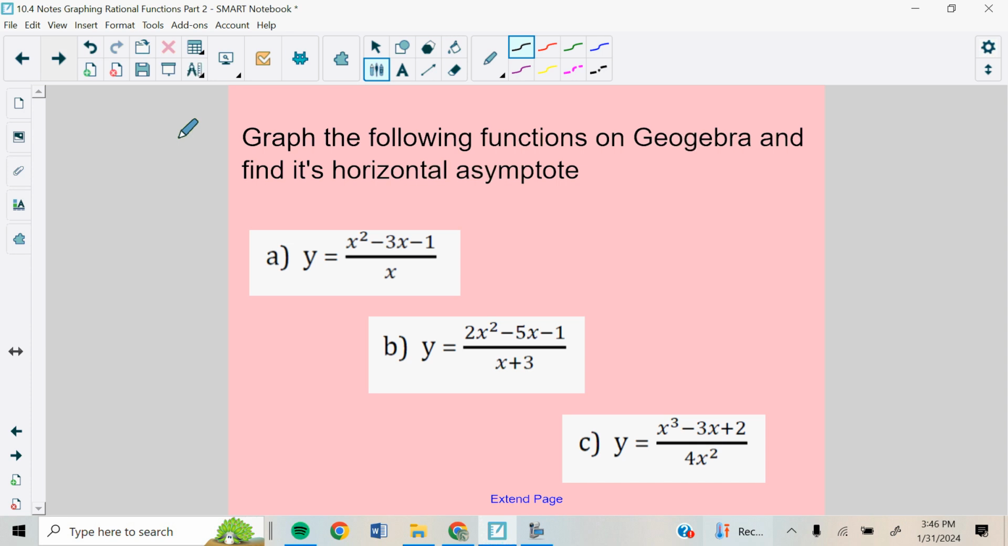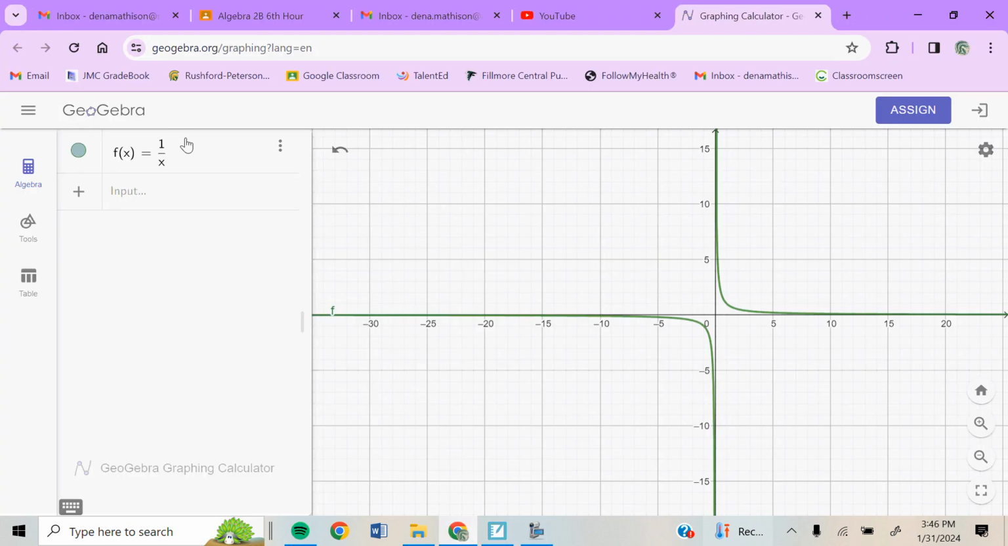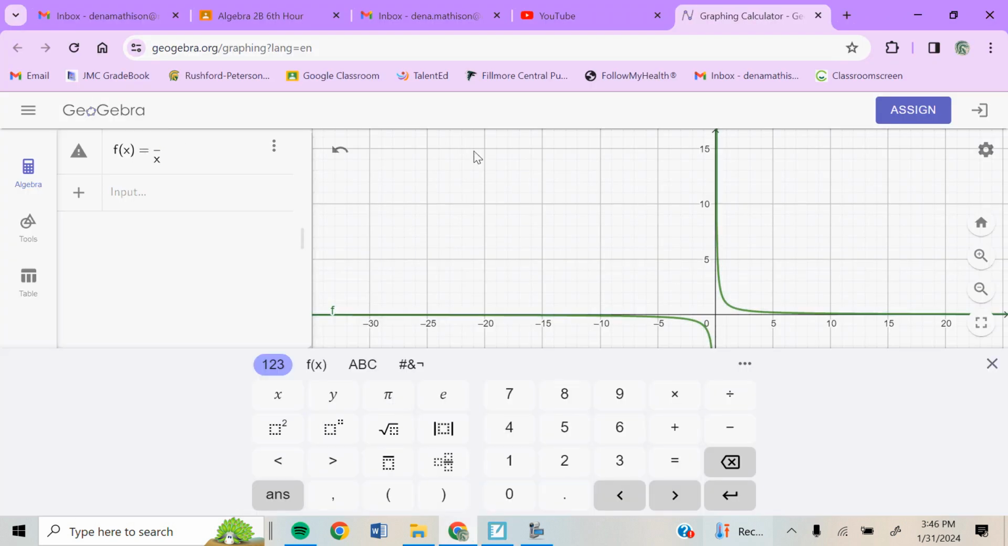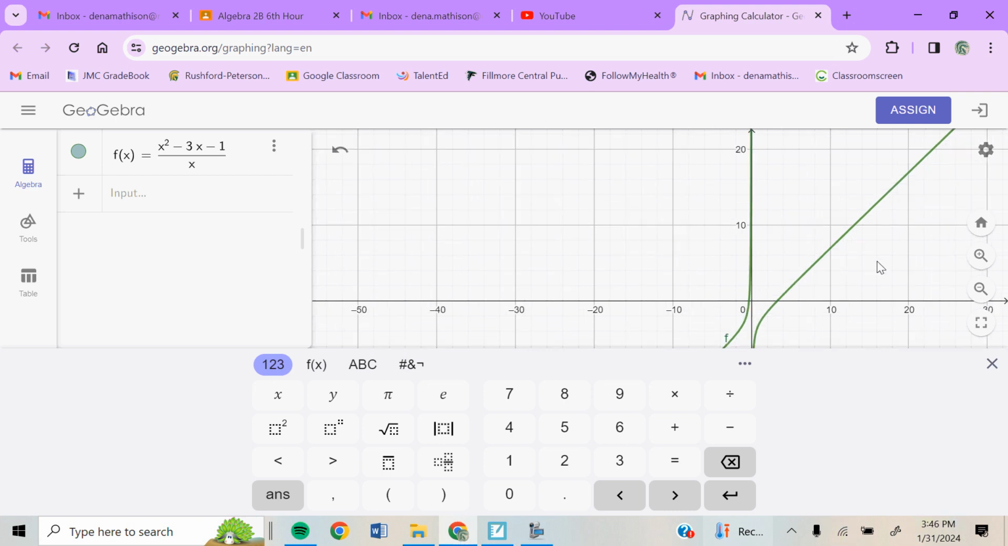So graph these ones in GeoGebra. I'm going to go back in and change it, and I have x squared. For x squared, I can use my little square button. And then I have minus 3x and a minus 1 over just x. So if I hit enter, ooh, this one looks like it might be different.